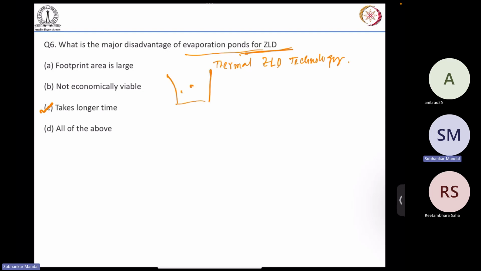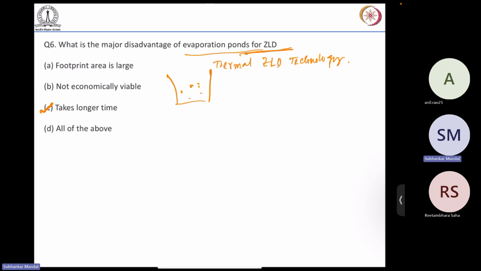Suppose you have a pond and you have different things, and due to the sunlight, it is evaporating. So that's why it will take longer time. But other things, because the pond can be quite big. If you people are from a village, then you can see that in the village there is a big pond, from which in the summer season as well as in the winter season, or the entire year, the water can evaporate. So you need quite a big area for the pond.